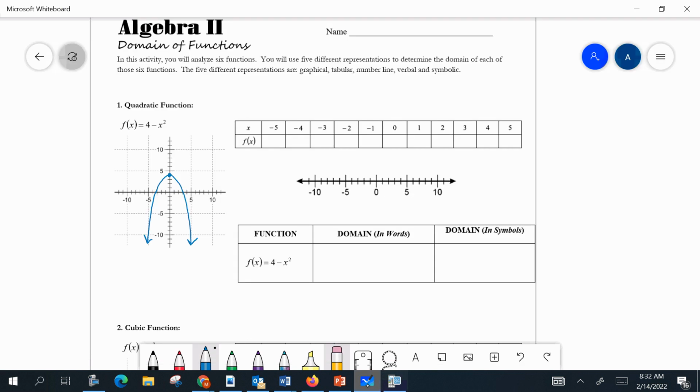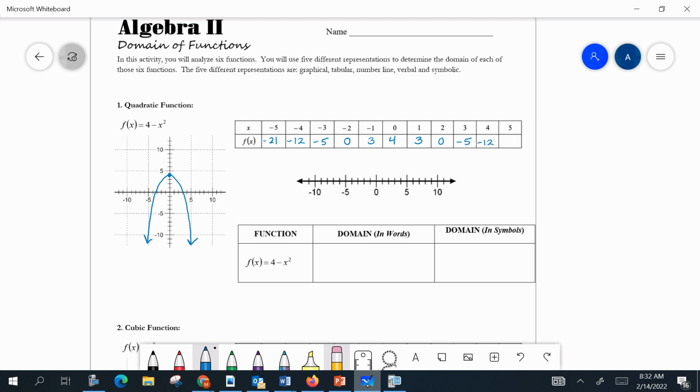So what I see is that -5 gives -21. -4 gives -12, when x is -2, the y is 0, and so on. Again, you just continue filling this in using the table that's in your calculator.